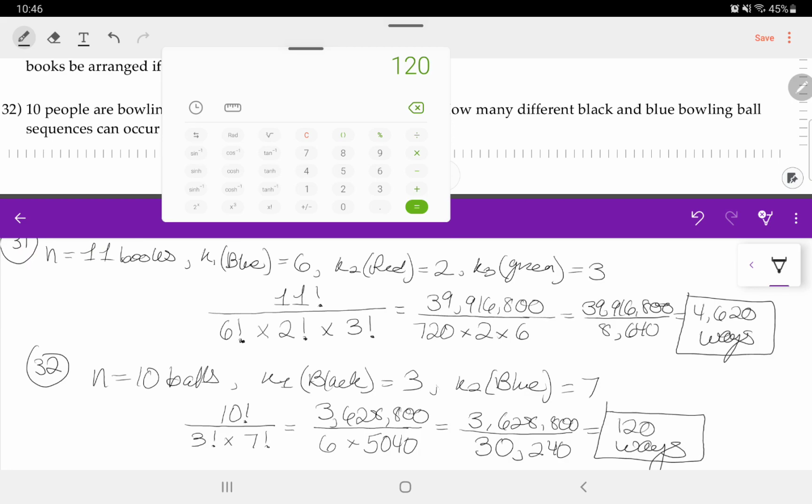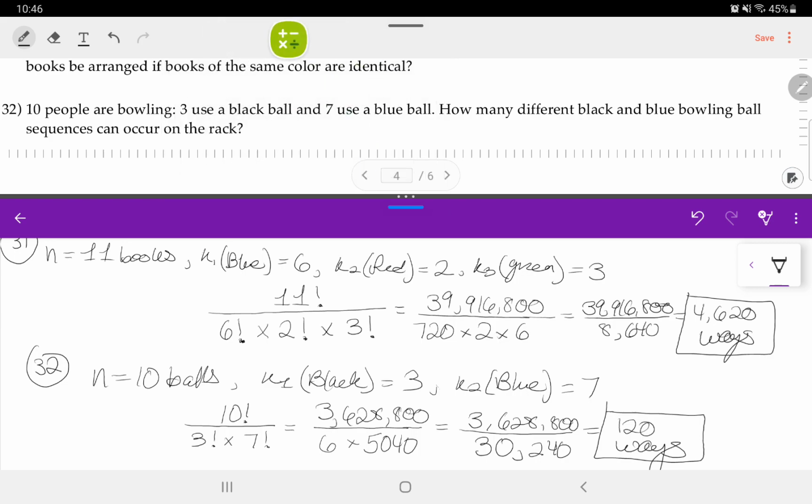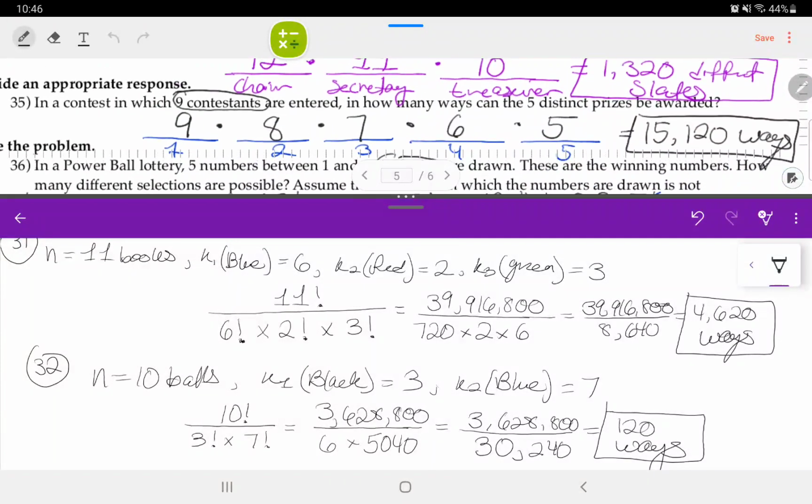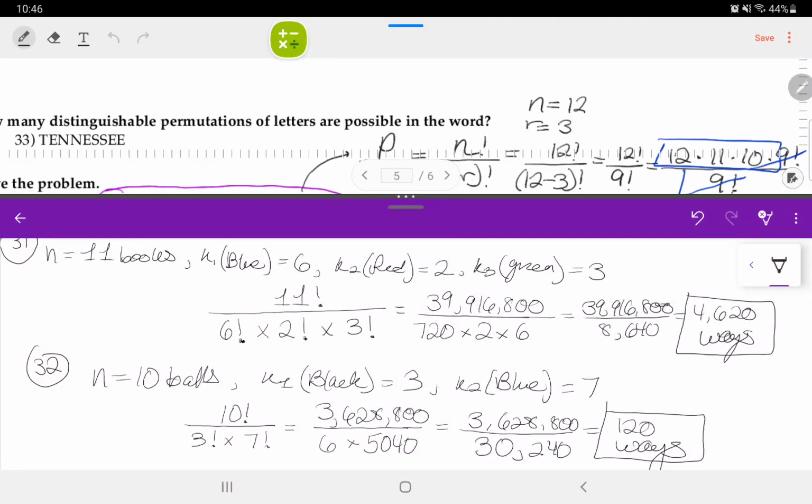All right, guys. I hope that makes sense. Hope you guys are understanding how to use the distinguishable permutation formula. Use it when you're trying to arrange objects that are alike. So you see I did my work here.